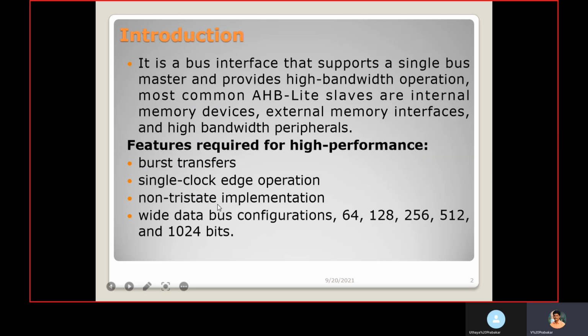Non-tri-state implementation. Wide data bus configuration is implemented. The data bus is configured as 64-bit, 128, 256, 512, and 1024 bits. So these features make AHB a high performance protocol. And apart from this, it is a pipeline structure that we will see with an example.